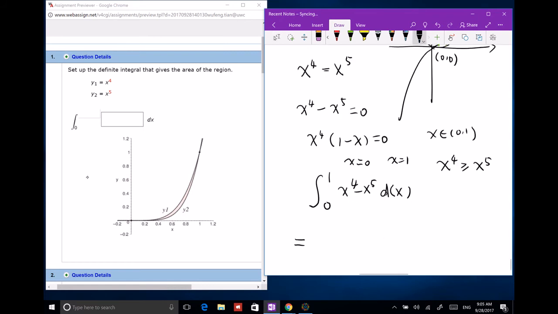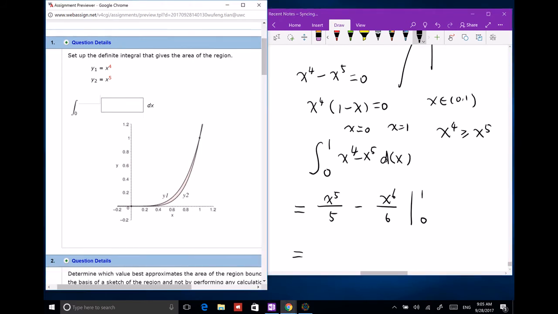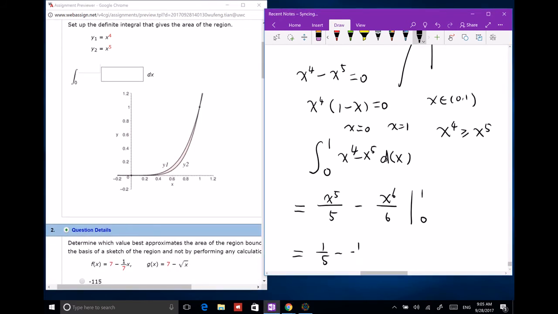Okay, then you solve for this antiderivative. You get x to the power 5 over 5 minus x to the power 6 over 6, and plug 0 and 1 into it. So you get 1 over 5 minus 1 over 6 equals 1 over 30. Does that make sense to everyone? Yes, everyone? Yes? Okay. I hope you don't have any questions.